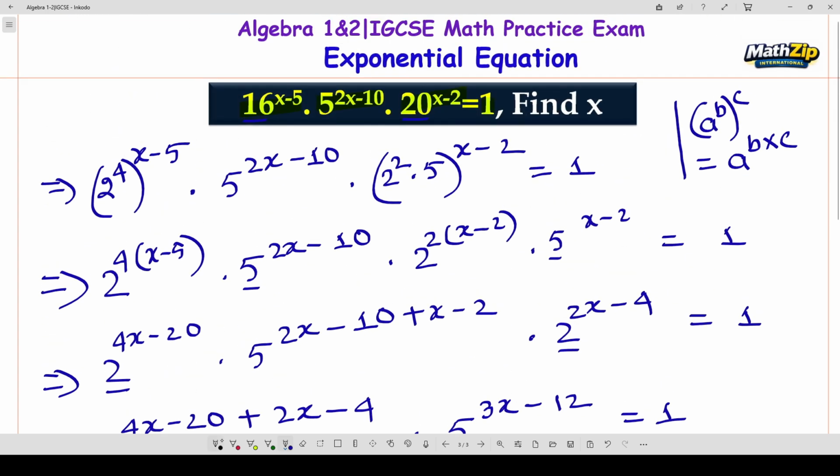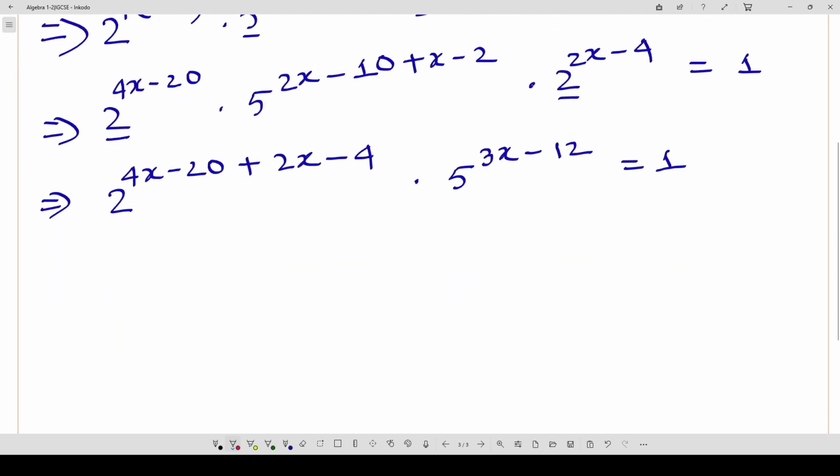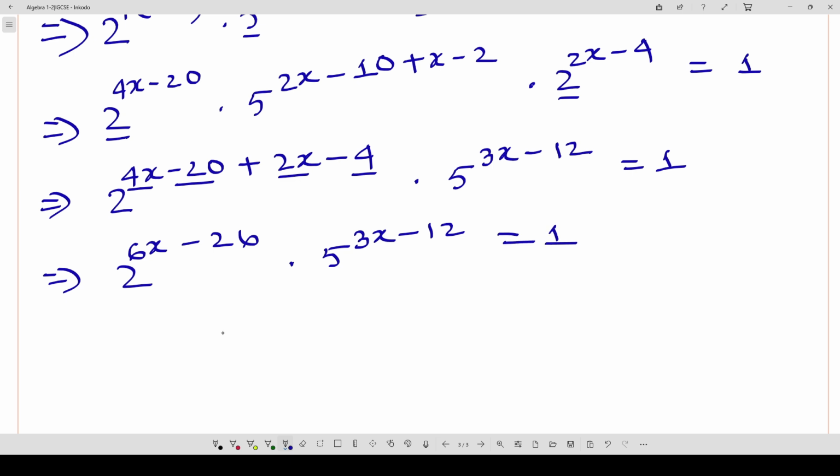Look, here we are following this rule: a to the power m times a to the power n can be written a to the power m plus n, right? So next one, here is 2 to the power 4x plus 2x, it's 6x minus 20 minus 4, minus 26, times 5 to the power 3x minus 12 equals 1.